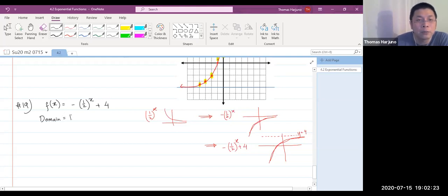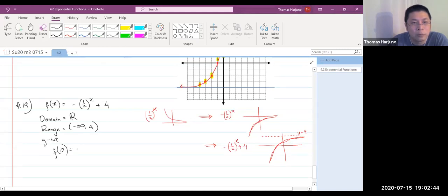The domain will be, as before, all real numbers. The range, now we see, is from negative infinity up to 4, but not including 4. But the y-intercept? Take a look at f(0). It will be negative 1/2 to the 0 plus 4. That's negative 1 plus 4. That's 3. The y-intercept is (0, 3).